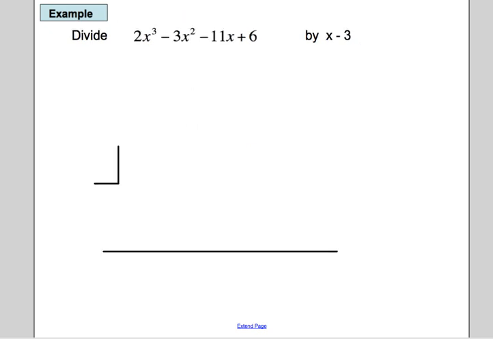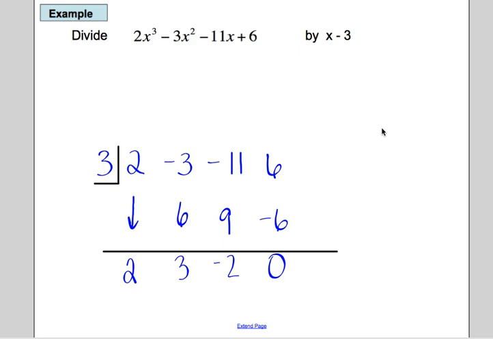Go ahead and pause your video and now try this one on your own. Now in this one, hopefully you got a remainder of 0, and this is going to be really great. In the future, this is what we're going to be looking for, our remainders to come up as 0. So that means if I was to rewrite this, that I could rewrite the answer as 2x squared plus 3x minus 2.